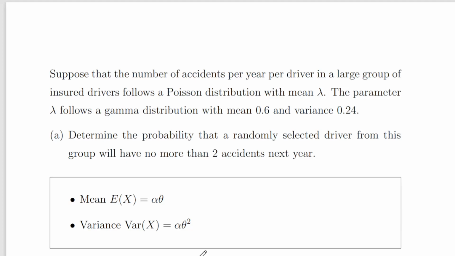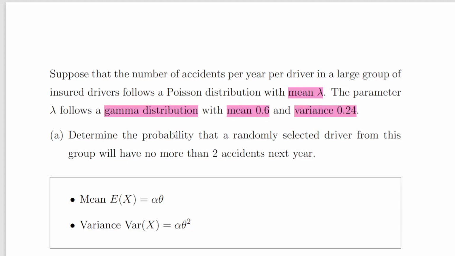Suppose that the number of accidents per year per driver in a large group of insured drivers follows a Poisson distribution with mean lambda. Just as a quick remark, the mean lambda here is a random variable as opposed to a constant. And the random variable is distributed according to the gamma distribution, hence the name Poisson-gamma mixture. And we have a mean of 0.6 and a variance of 0.24.